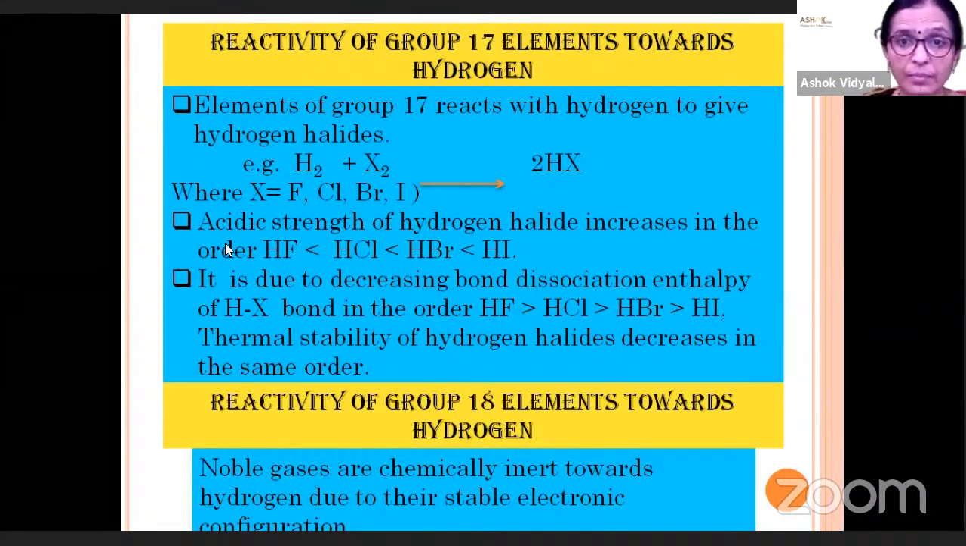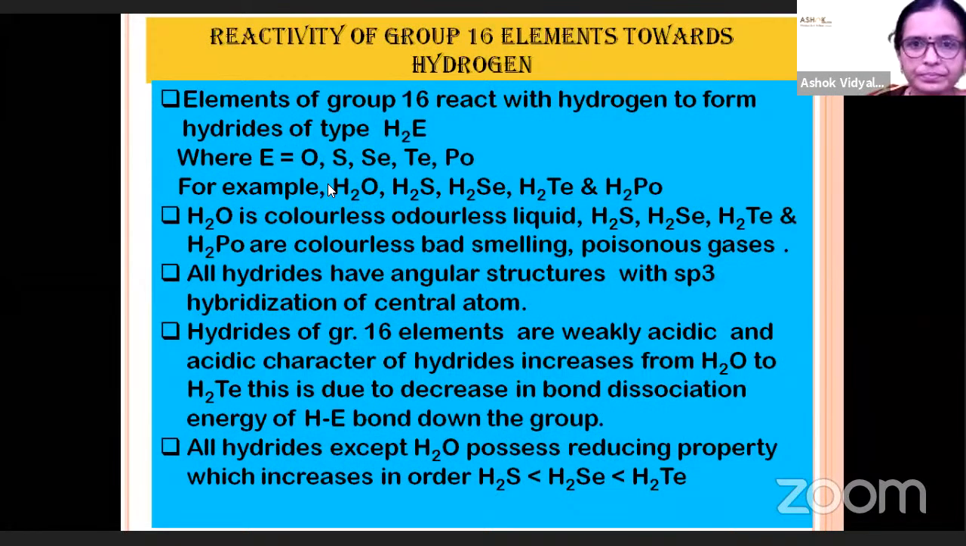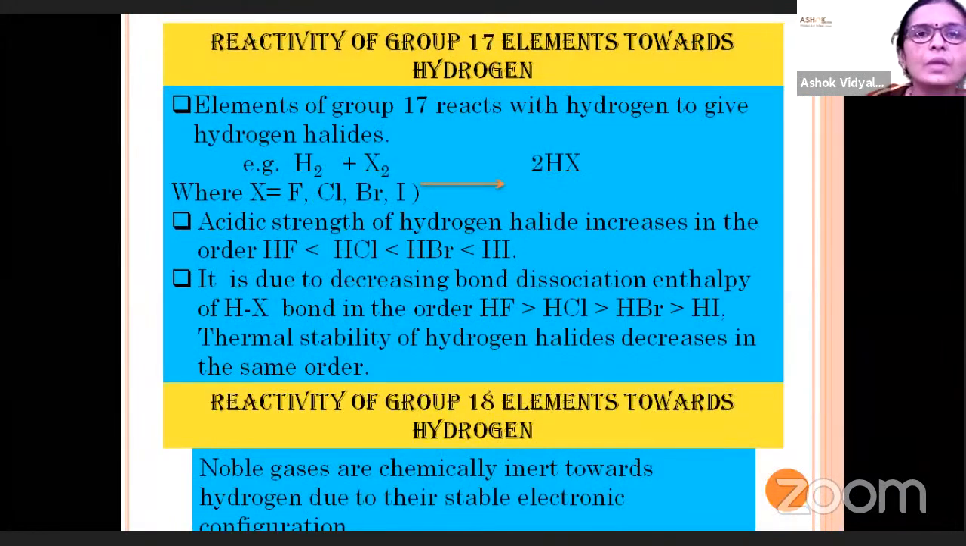Reactivity of group 17 elements towards hydrogen. These elements of group 17 react with hydrogen to give hydrogen halides. Means we will see the example, that is when hydrogen reacts with a halogen, X2, it forms a halide of the type 2HX. And here X is nothing but any halogen, that is fluorine, or it may be chlorine, bromine or iodine.